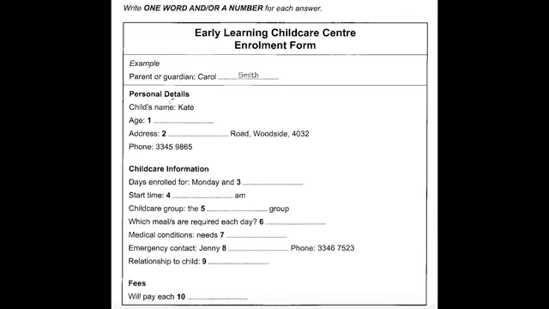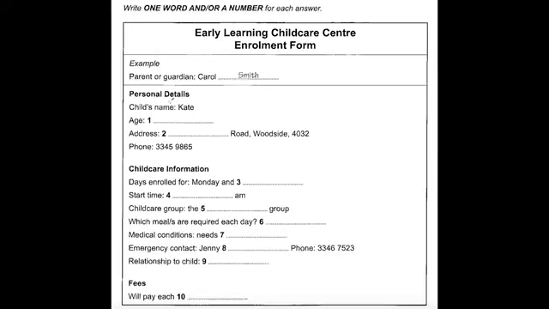The parent's name is Carol Smith, so Smith has been written in the space. Now we shall begin. You should answer the questions as you listen, because you will not hear the recording a second time. Listen carefully and answer questions 1 to 6.